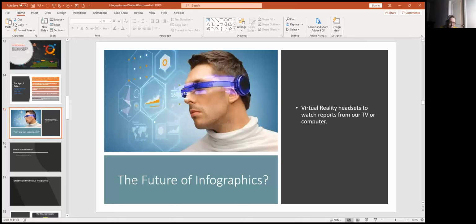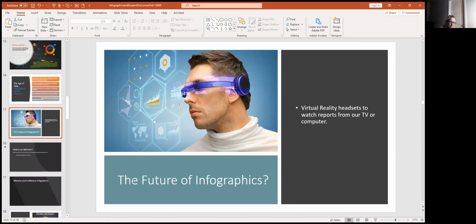And I think that's important as you consider, would infographics be valuable in my classroom? Certainly we want to look at the history, we want to think about the tool, but as you put it in your classroom, you want to think about the potential value for the future. We don't have to have just a static picture; an infographic for your classroom could be real time, could be dynamic, could be combining information that's coming up as we speak. We can also look at virtual reality headsets and watching reports from TVs or computers. This is coming, and this is another form, a higher level of infographics.